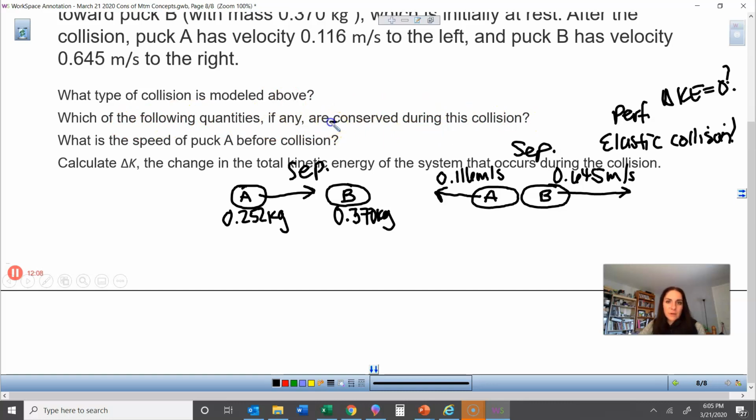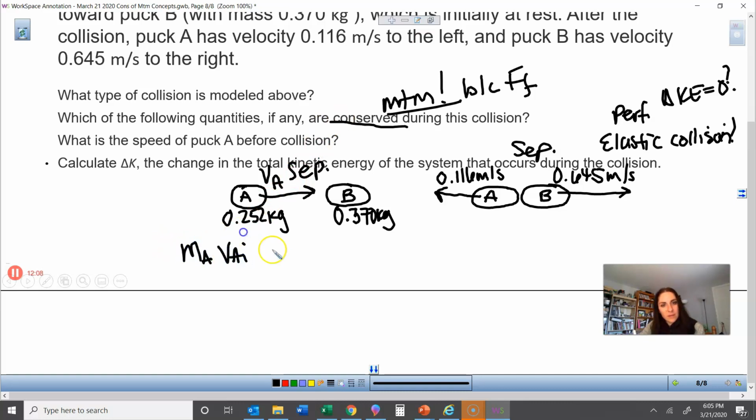Which of the following quantities, if any, are conserved? Always momentum. Well, momentum is because no friction. We should be very specific. I don't know about energy yet. I actually have to solve this question to really figure that out. So I'm looking for VA, the speed right here. So if I were to draw the mathematical model of this, it would look like this. MA VIA plus MB VBI is equal to MA VAF plus MB VBF.